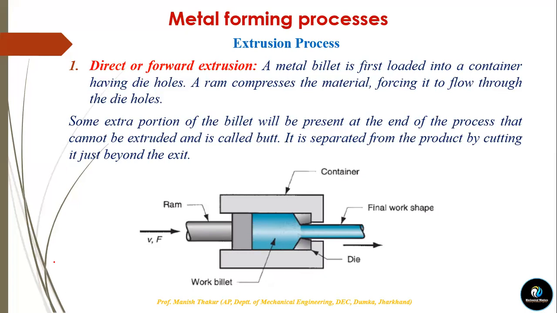There may be some disadvantages here, because when we look at the figure here, suppose this is the workpiece, and this is the container wall. This is the container bar. There will be friction between these two surfaces, the common surface, right? There will be friction between the workpiece and the container bar. Is it clear or not?